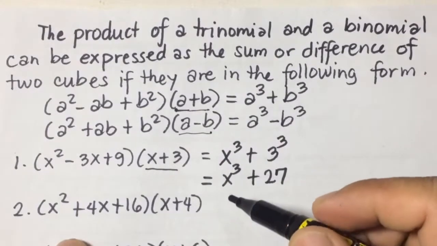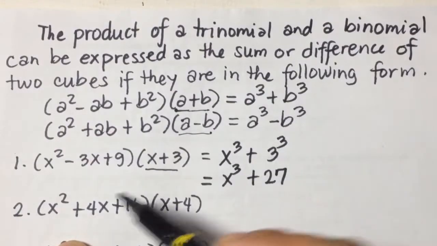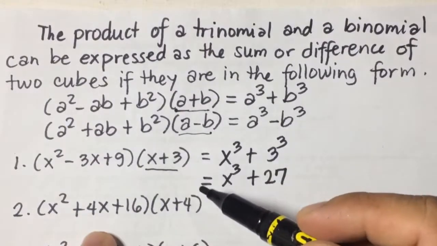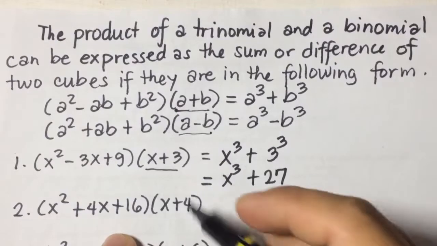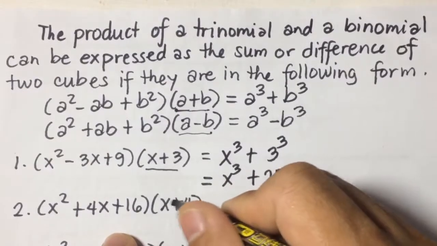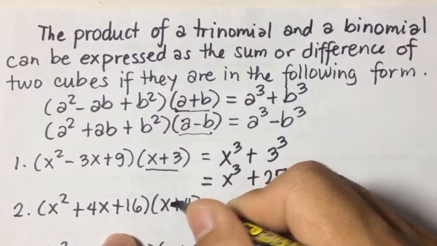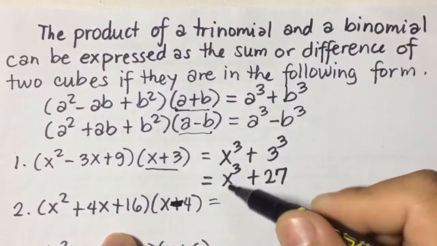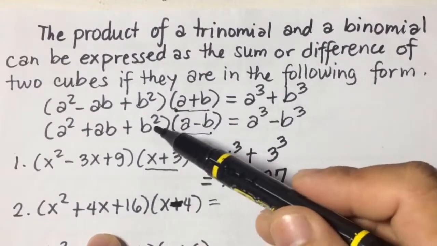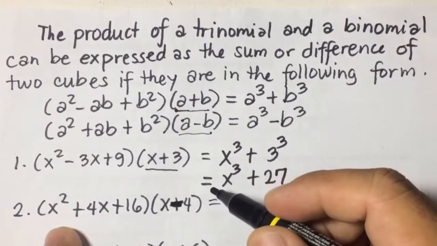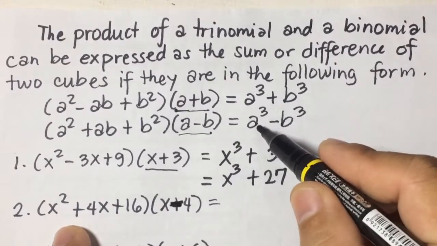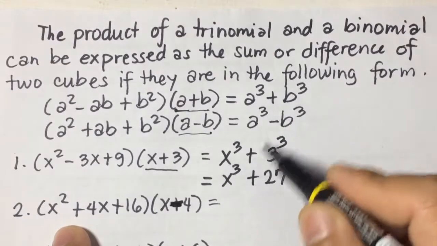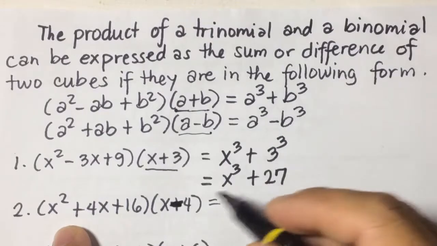Then for number 2, this is x squared plus 4x plus 16 times the quantity x minus 4. So this one follows the pattern in case number 2. So you're going to have your answer here as a cubed minus b cubed, or cube of the first term minus cube of the second term.